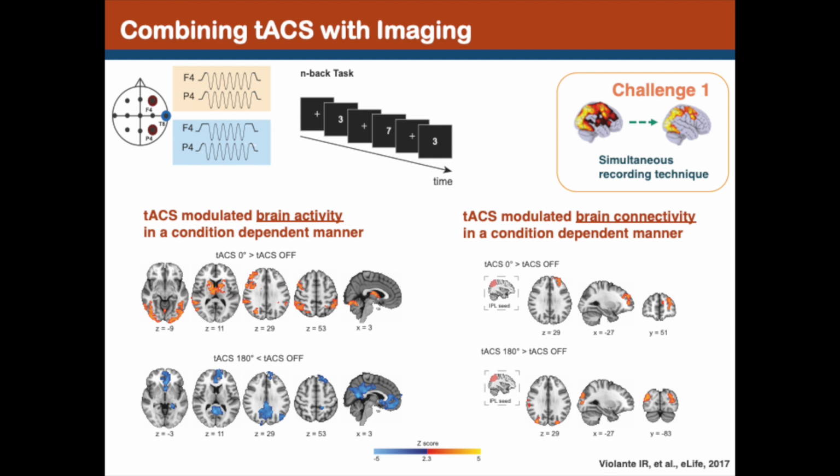And we show that you actually can modulate brain connectivity as well. So we could increase the connectivity between parietal and frontal regions using one particular setting, and increase it between parietal and occipital regions using a different setting. And this is really nice.